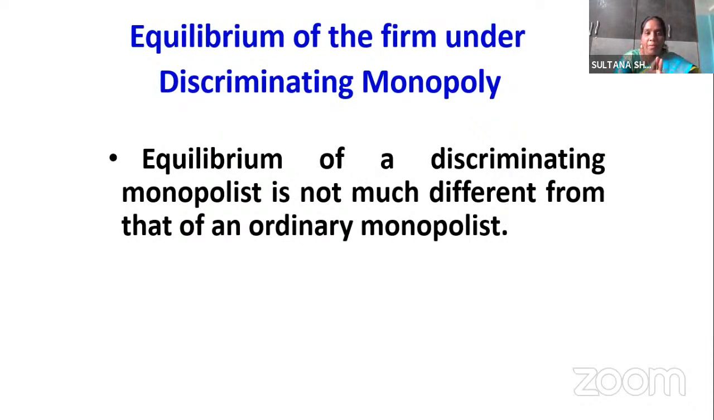Now, equilibrium of the firm under a discriminating monopoly. Here you have to observe so that we get clarity regarding this. In the previous unit, I explained the equilibrium of the firm under monopoly. Here, equilibrium of the firm under discriminating monopoly. Now, equilibrium of a discriminating monopolist is not much different from that of an ordinary monopolist.